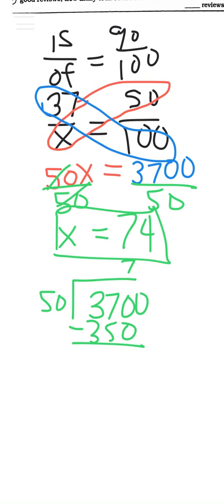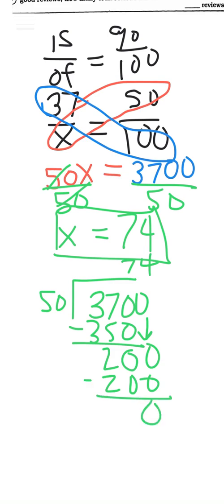It's a lot of work, but it's doable. Let me see here. I get 0 here, I get 2 here, and 0, right? I bring down this number, and then 50 times 4 is 200. And there's my answer. So that's how you work it out if you didn't have a calculator.